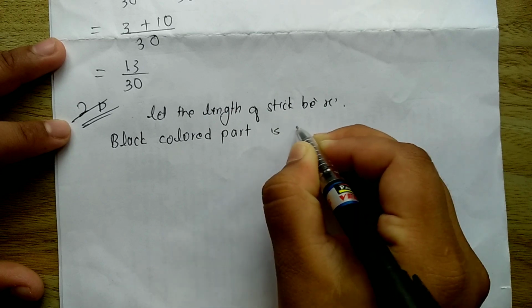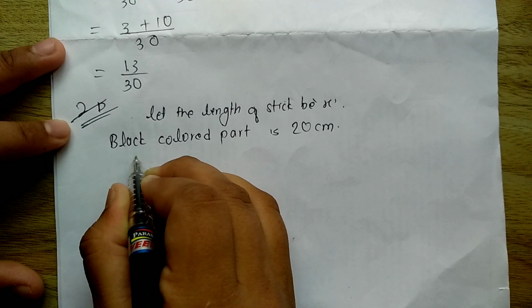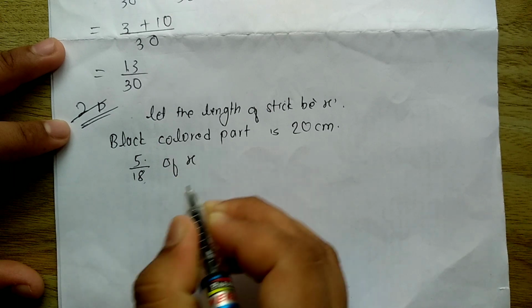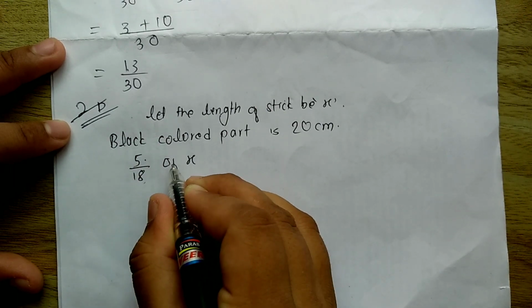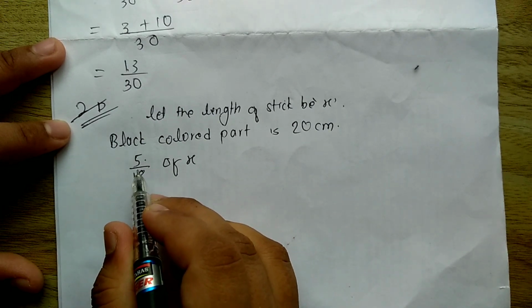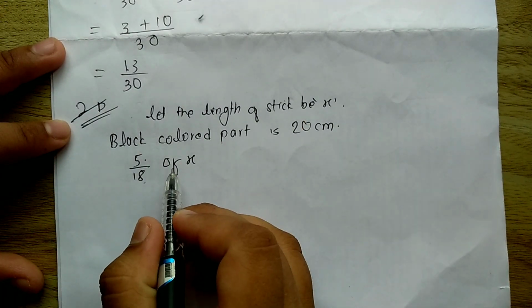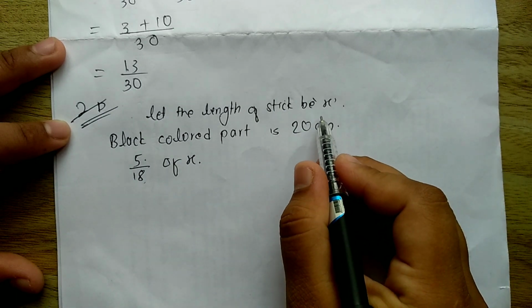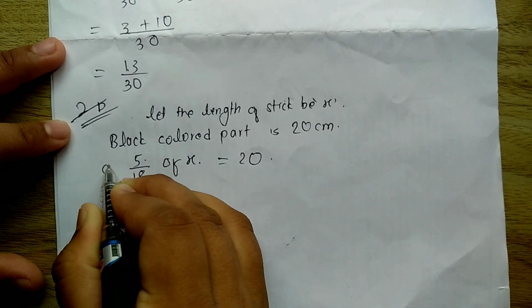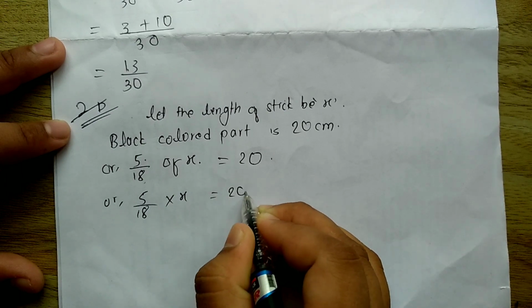Okay, the black colored part is 20 cm, right? So black colored part means the 5 by 18 fraction given. This is 5 by 18 of x, 5 by 18 of the total length x. That 5 by 18 is the fraction given, and it is the part of the total length of the stick. We have supposed x is the length of the stick. So 5 by 18 of x equals 20, and here 'of' means multiplication, so 5 by 18 into x equals 20.